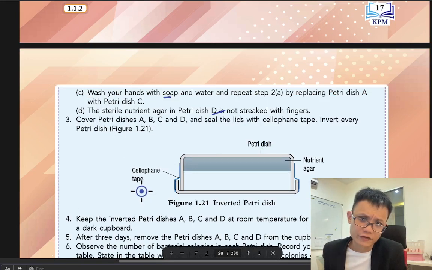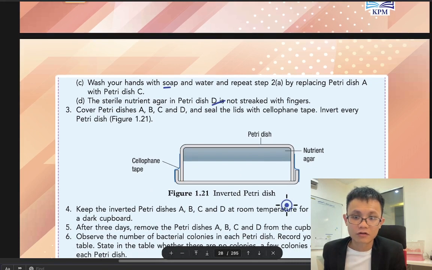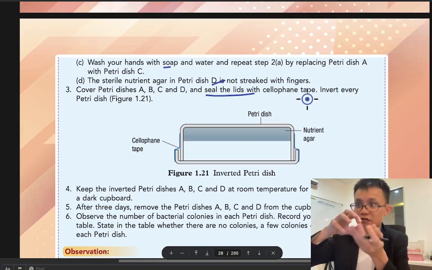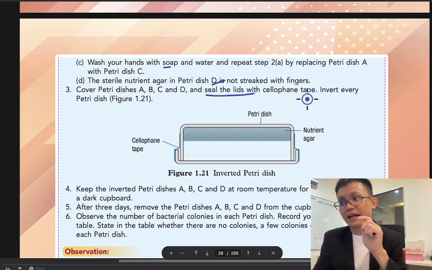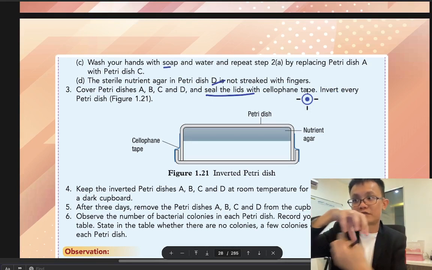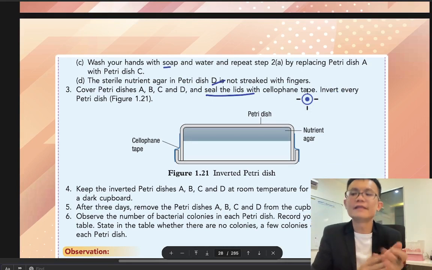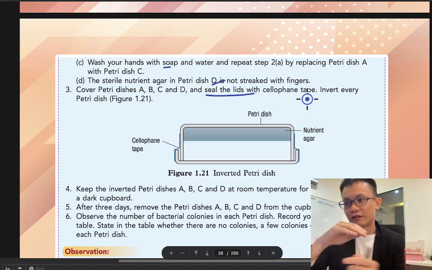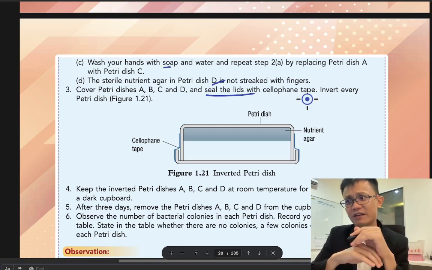You want to put a cellophane tape? Oh yeah. So after they close it, seal it with the cellophane tape. Okay, invert the petri dish. So after you touch one time, close it, put cellophane tape, wash the hand, touch it, close it, put the cellophane tape, because you don't want the bacteria to go in.